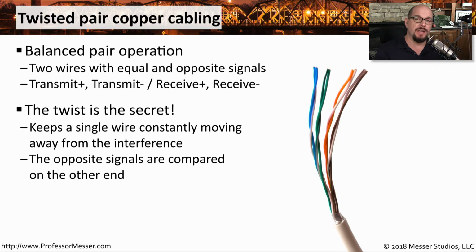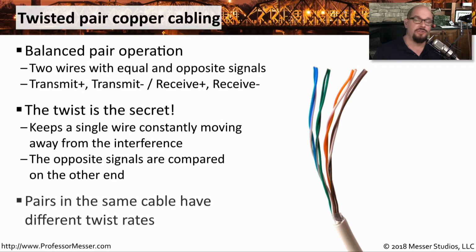We can compare these opposite signals on the other end of the wires to see exactly what the value should be. Additionally, you'll notice that the different pairs will also have different twist rates. This means we'll have a different set of values across different pairs, even if they are subject to the same interference as the signals going through.